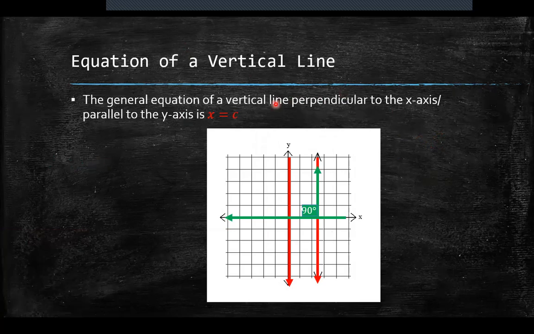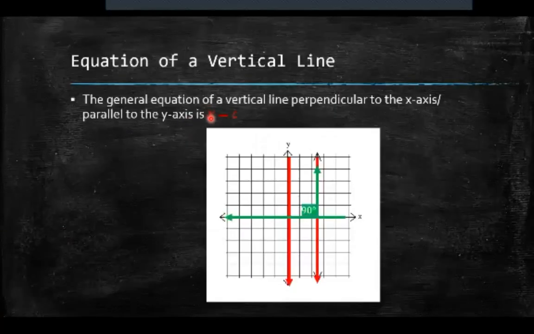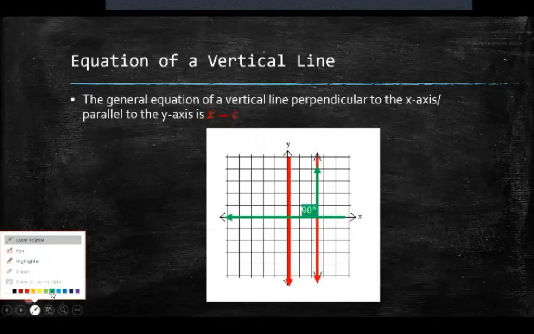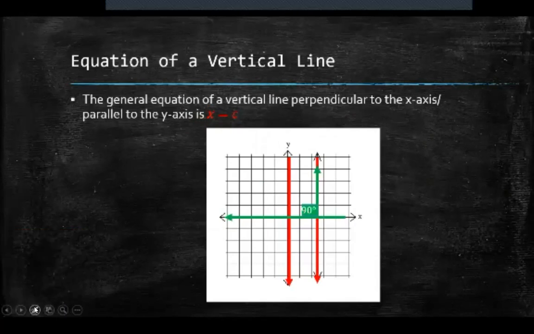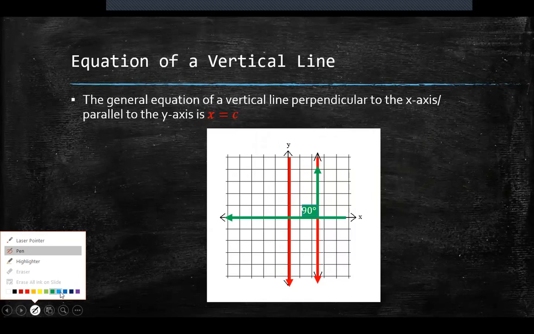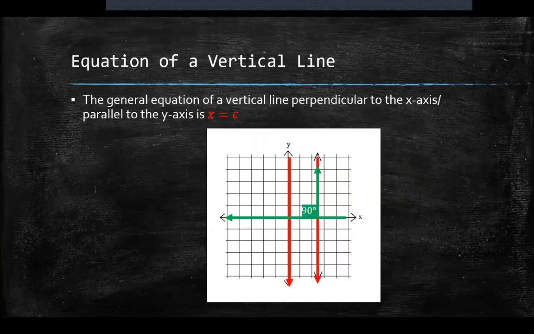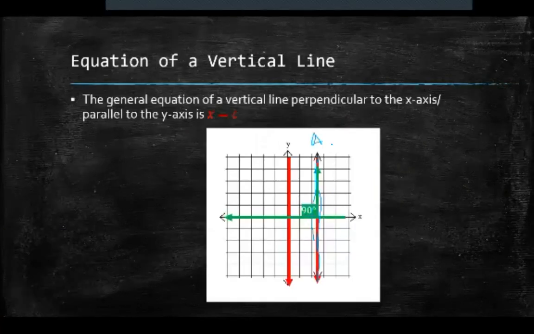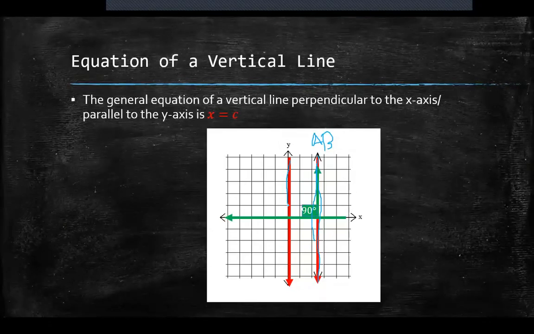They could also ask you for the equation of a vertical line. A vertical line is perpendicular to the x-axis and parallel to the y-axis. And now the equation is no longer y is equal to c. Now it's x is equal to c. So my vertical line is this. Just pretend that's a straight line. And that's AB. Say this line AB. And this here is my y-axis.